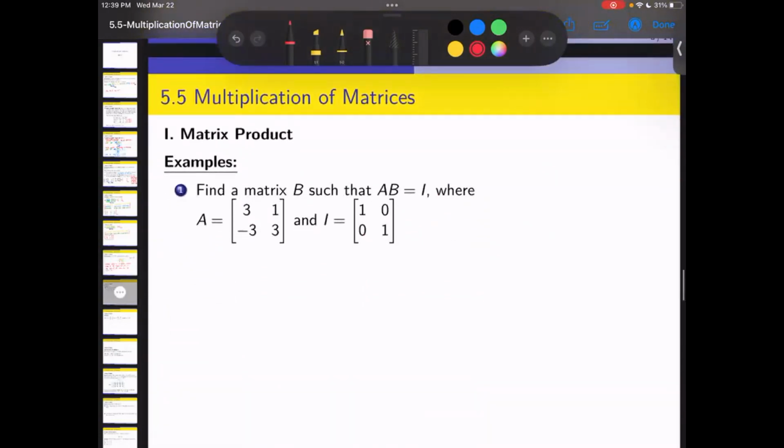Example: find matrix B such that AB equals I. Let's write down matrix A. Matrix A is [3, 1; negative 3, 3] times matrix B. I don't know what dimension it is, so I just leave it like that for now. Equal I.